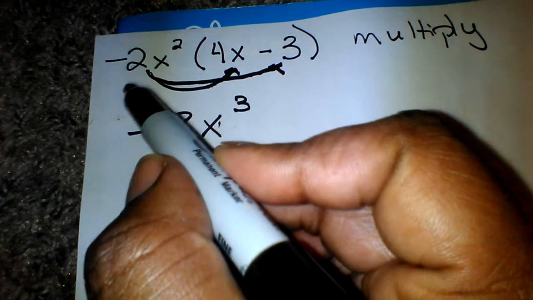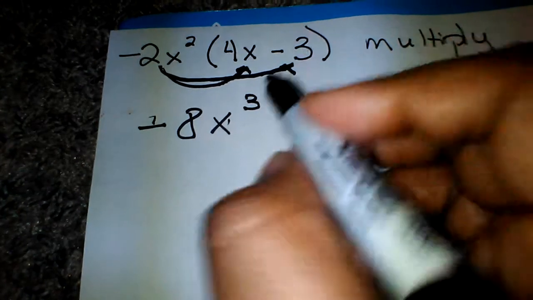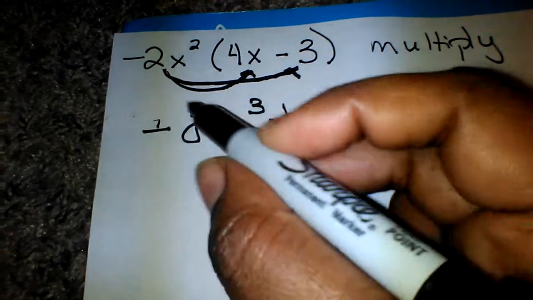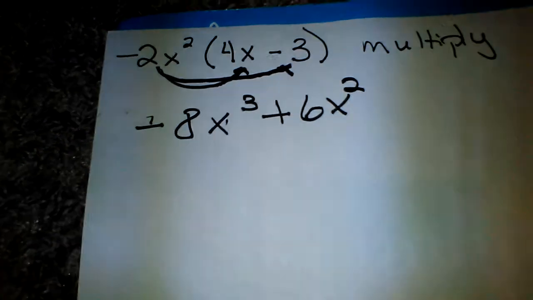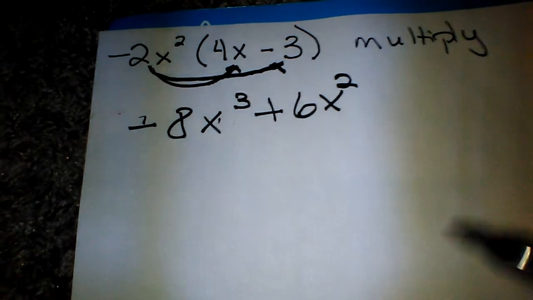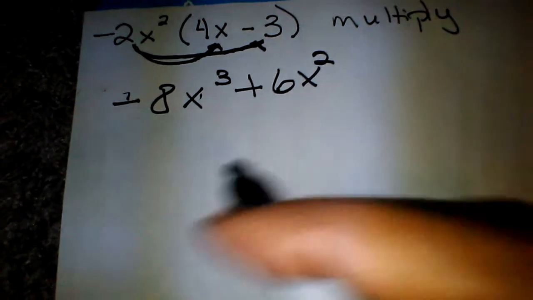So a negative 2x squared times a negative 3, those two negatives together would make this a positive 6. But remember, we also have to bring down that x squared, so our final answer is negative 8x to the third plus 6x squared. Okay? Then we took another problem.